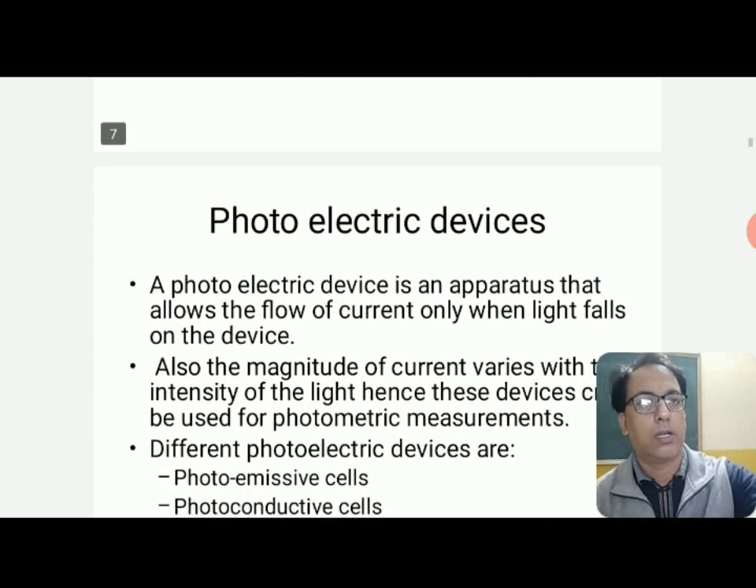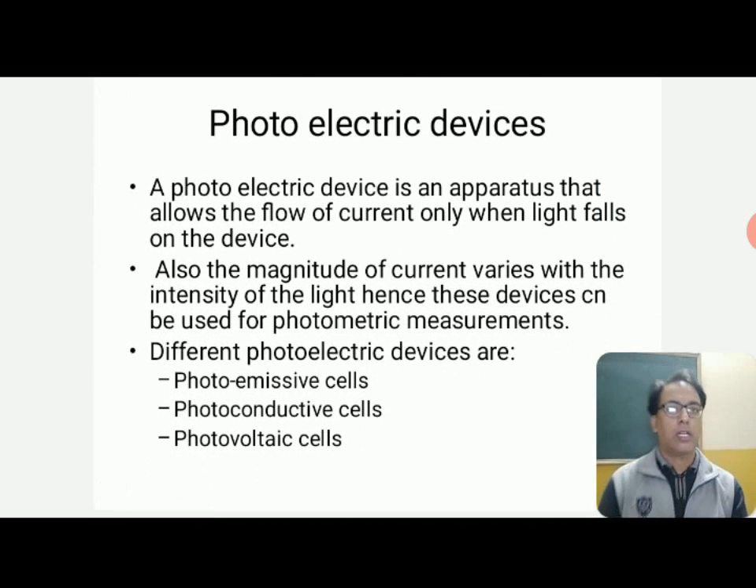Now let us see the photoelectric devices. A photoelectric device is an apparatus that allows the flow of current only when light falls on the device. It is such an arrangement that when light comes to the device, the current flows through that device.